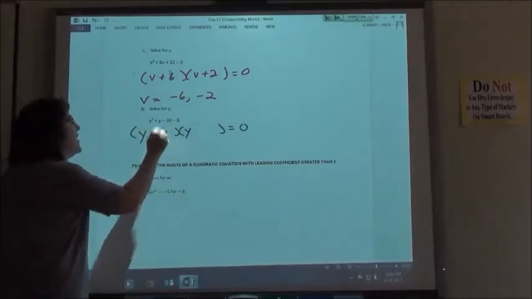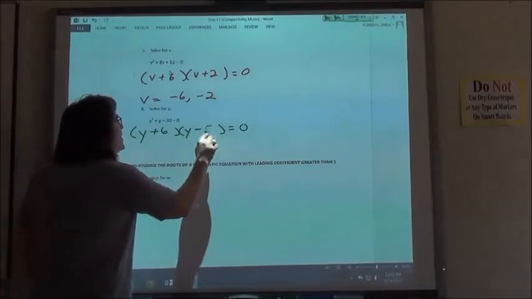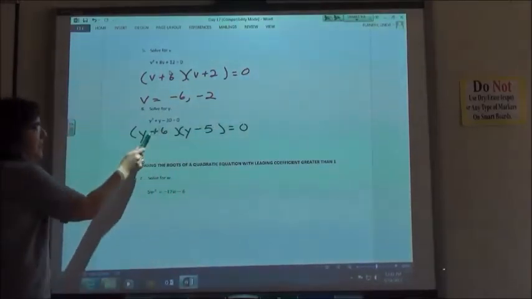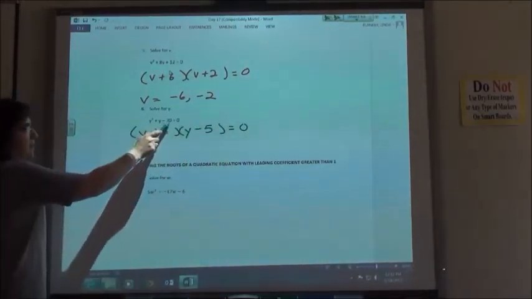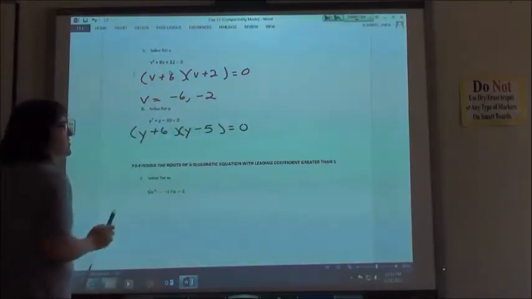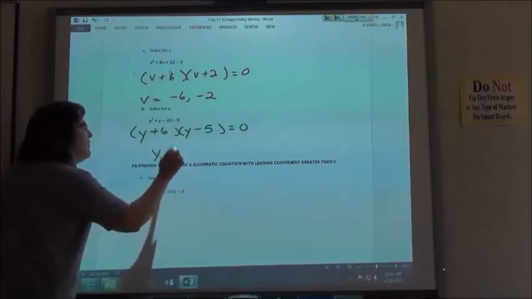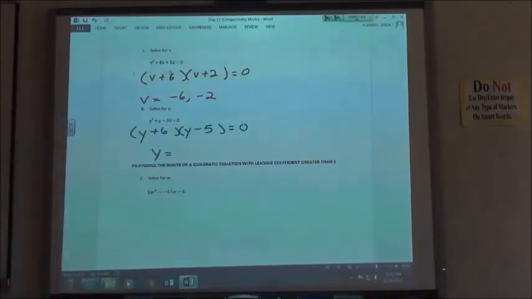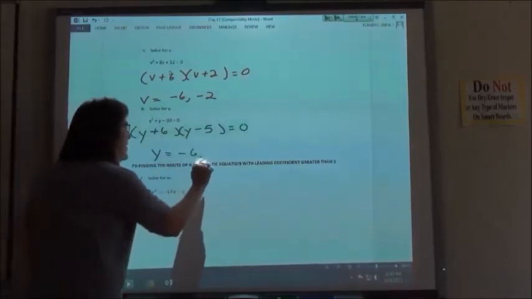y plus 6 and y minus 5. My signs are opposite because the end is negative. Factors of 30 that add up to positive 1, positive 6 minus 5. So if it factors into y plus 6 times y minus 5, my solutions would be -6 and 5.